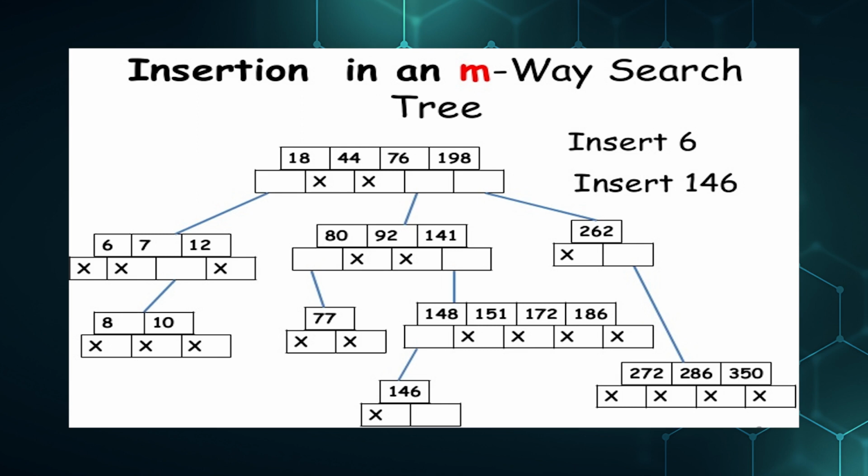So again we take help from the children of 148. Previously 148 had a left child that is null. Now we connect the new item by replacing the null, and we pass the address of that new node, the 146 node. So we pass the address as the left child of 148, and 146 should be connected as the left child of 148.